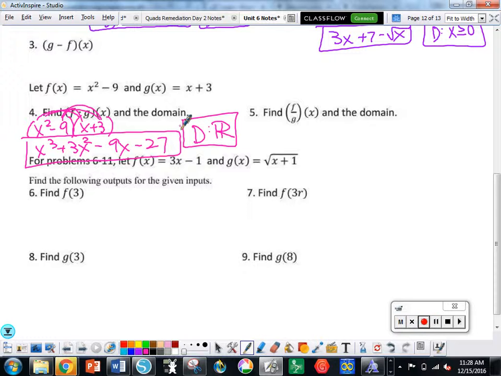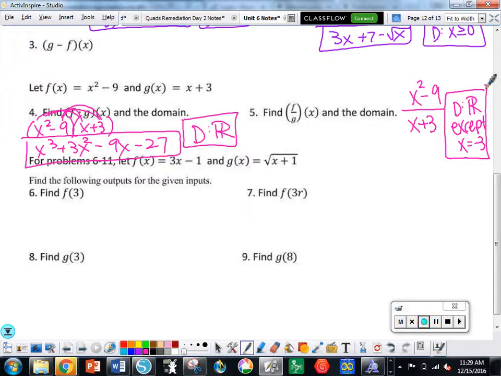Okay, part number 5. So f over g. We take the f function. We take the g function. And we divide them. Is there a denominator? Yes. So on our denominator, to say the domain, we say all real numbers except 1. Okay, are you okay with that?